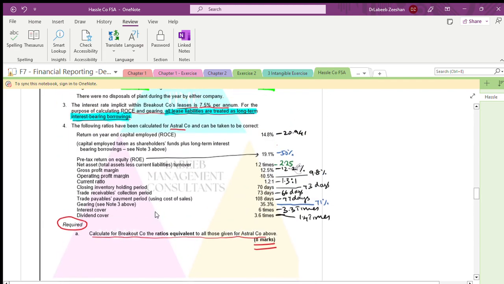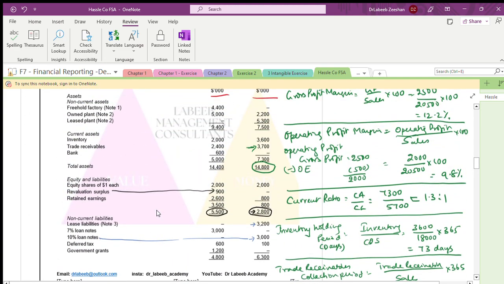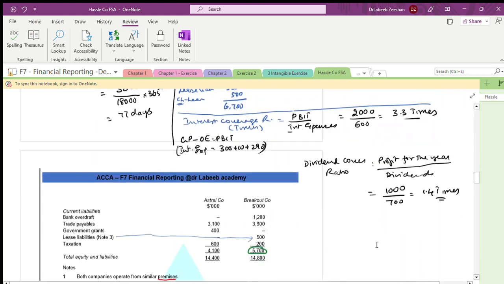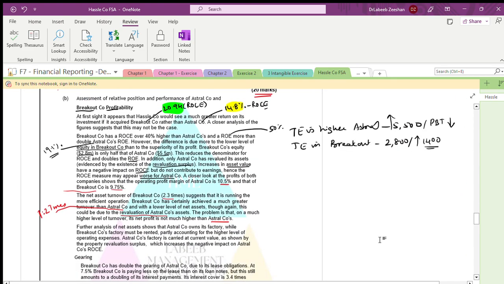How much are the net assets here? Net assets are 14,800 minus 5,700. Net assets for breakout are 9,100. But keep it in mind, breakout has taken some assets on lease also.